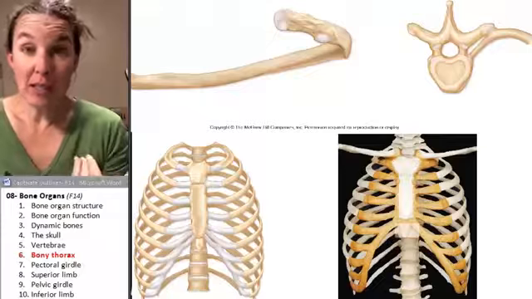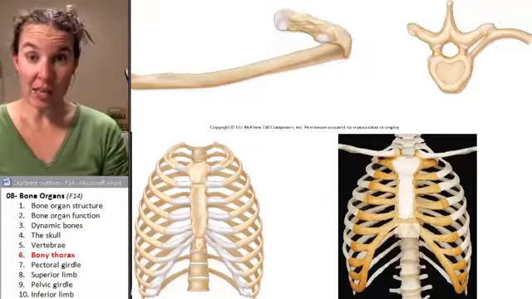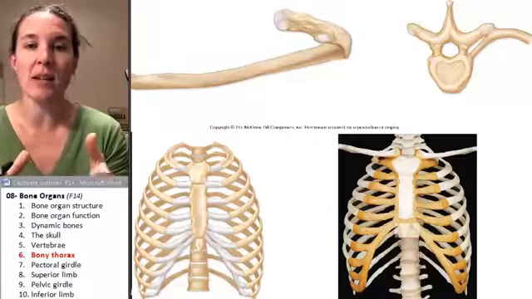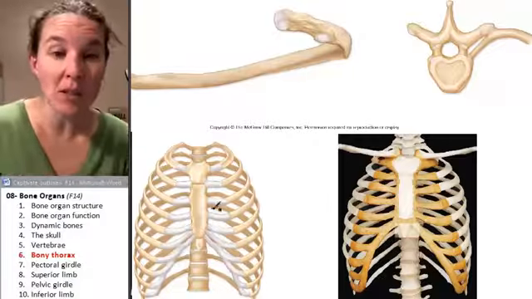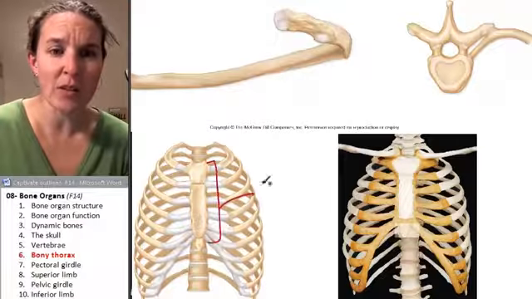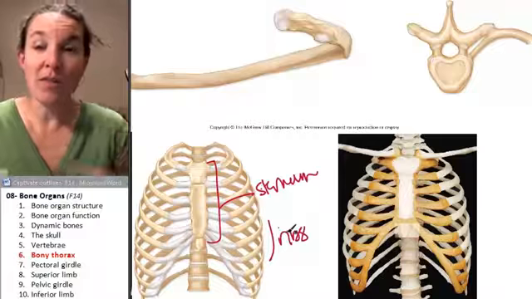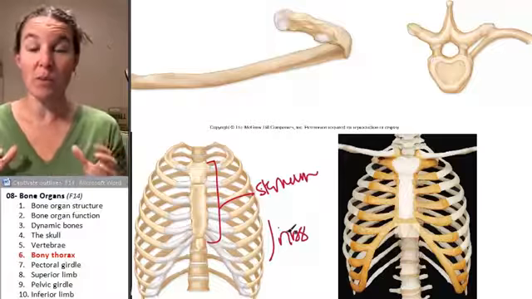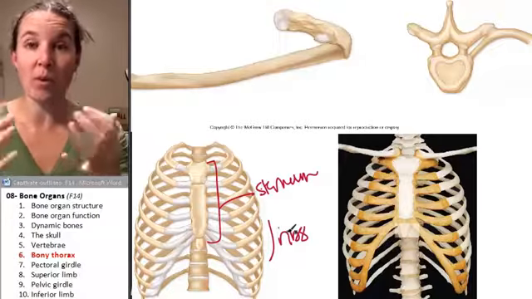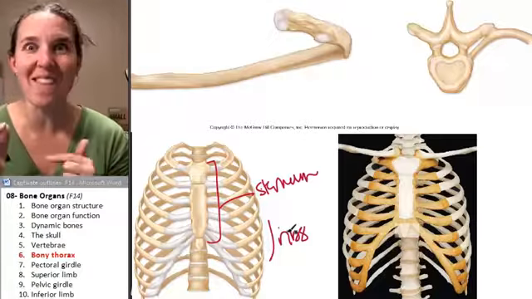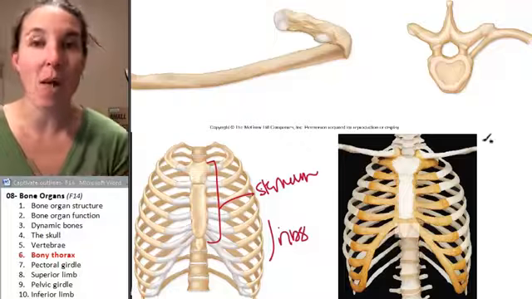So there's two pieces of your axial skeleton that are associated with your bony thorax, and that is the sternum, which is basically your breastbone, and your ribs. The sternum plus the ribs make up your bony thorax. Your ribs articulate with your thoracic vertebra in the back, on the posterior side.